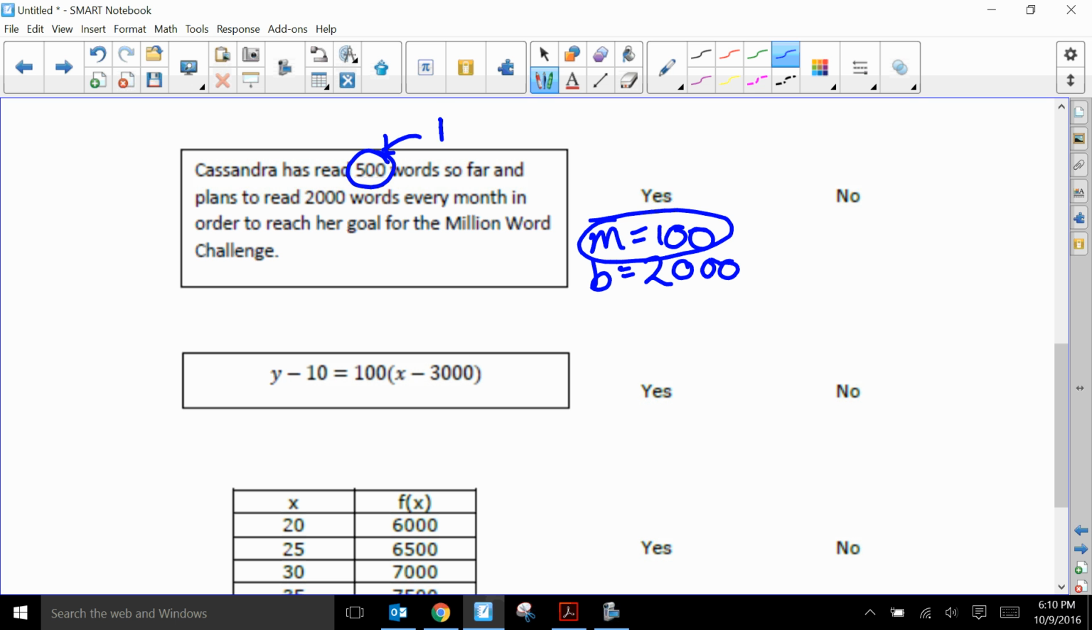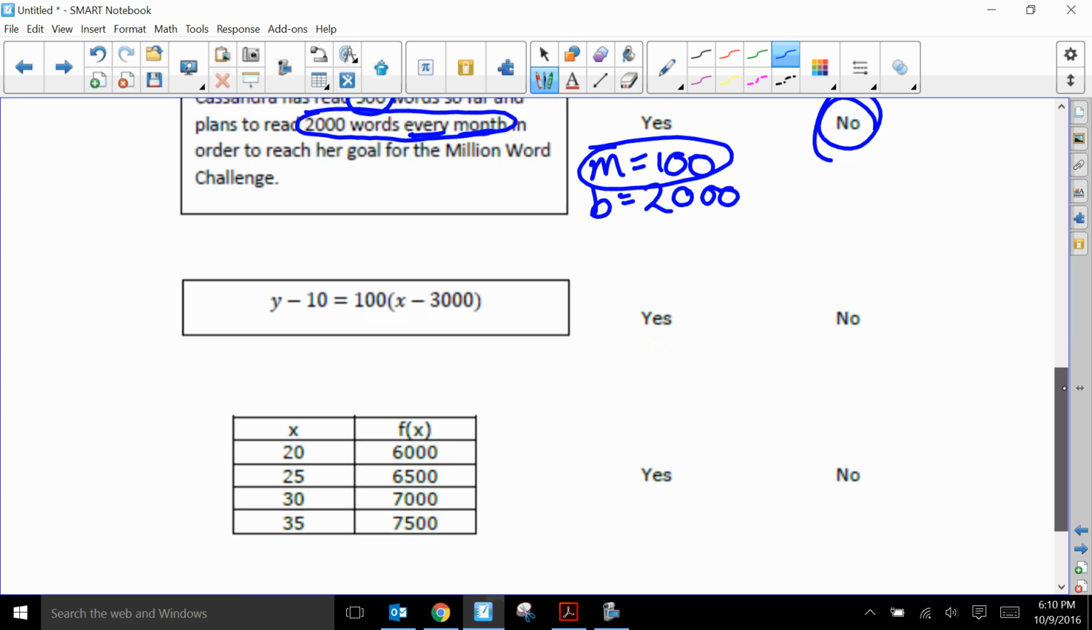This is my y-intercept. But 2,000 words every month, the every month tells me that this is my rate of change. So my slope for this one is 2,000. So this one doesn't work because I want a slope of 100 and a y-intercept of 2,000.